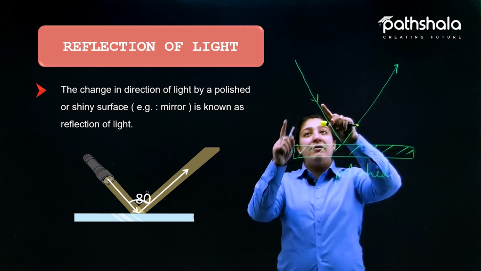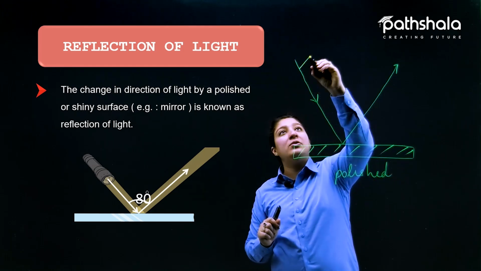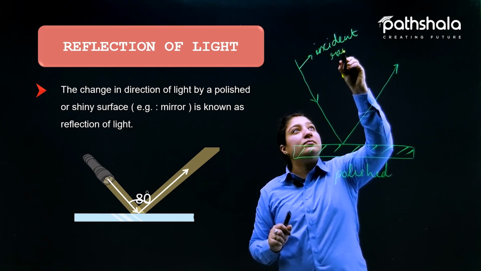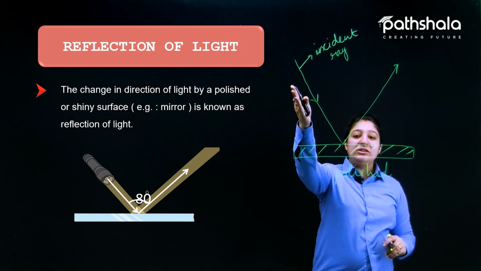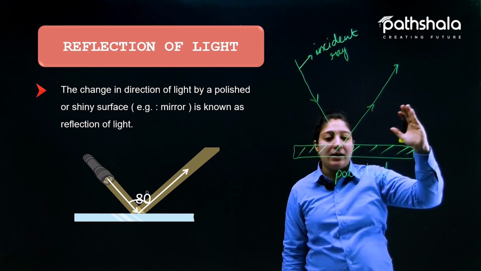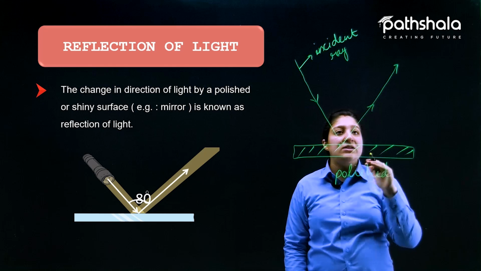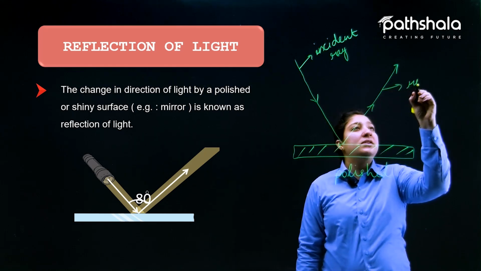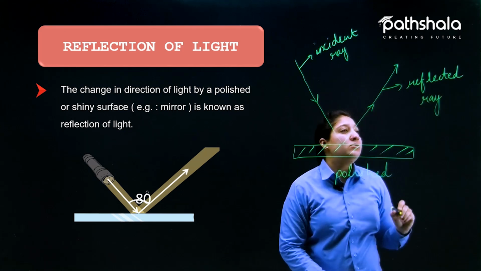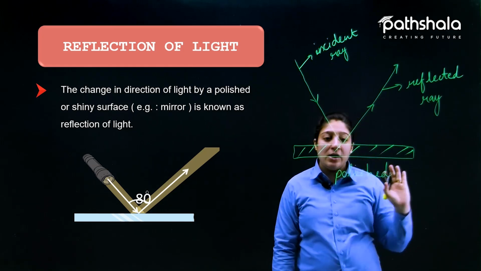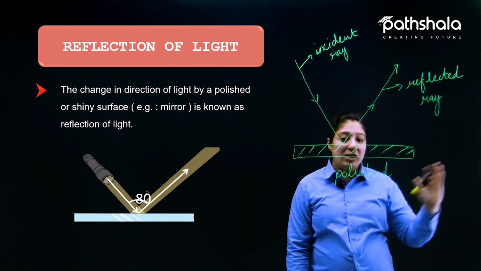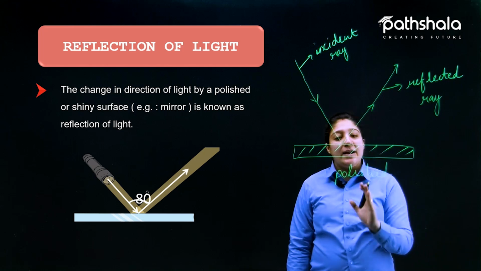Now the light or the ray that is falling on the object is known as the incident ray, right? Incident, that is falling on the object. The ray which is bouncing back when it falls on the polished surface is known as the reflected ray. These are very important terms. Just understand them carefully, because they are going to come in your science or physics subject again and again in your further life. So just get a clear idea about this.